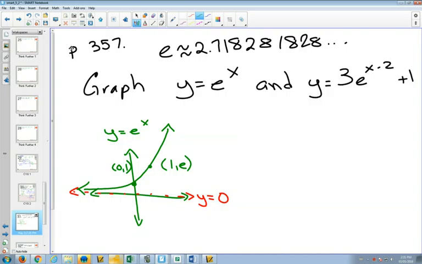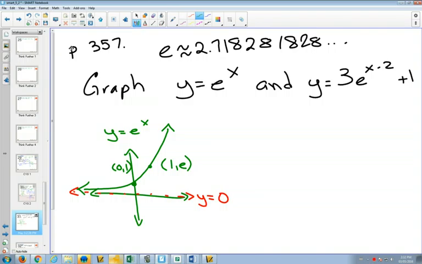So that's what e to the x looks like. It's the same kind of idea as graphing 3 to the x or 4 to the x or 5 to the x. You still have 0, 1. And when you plug in 1, you have 1, e. It's just you have to know that e is about 2.7.